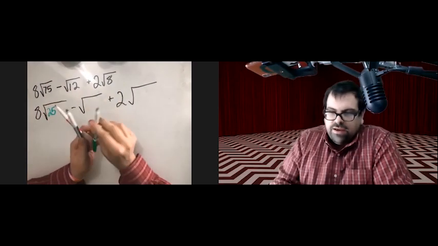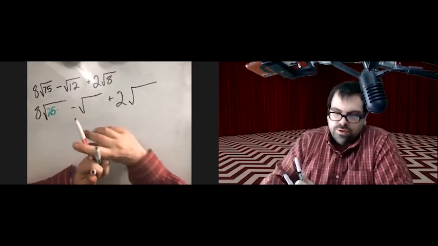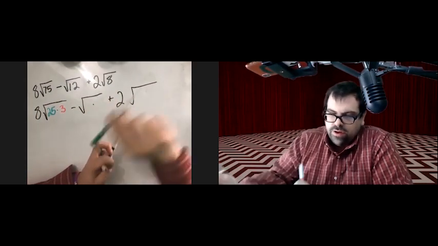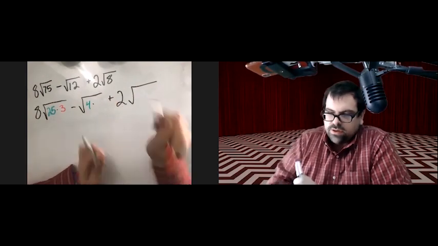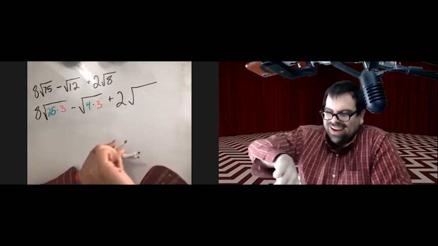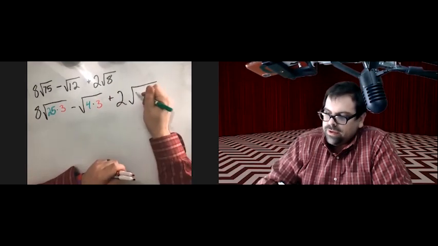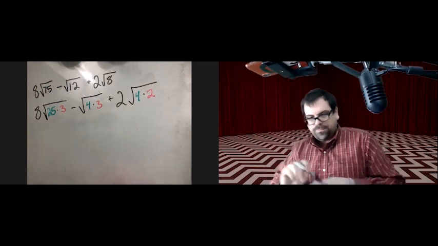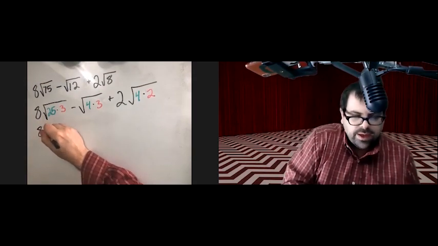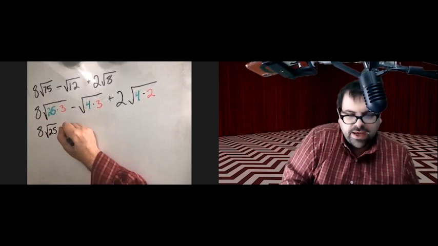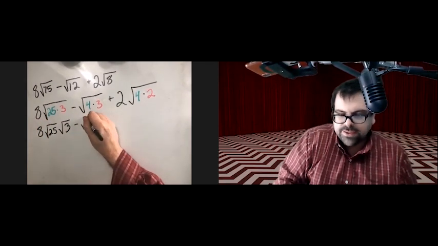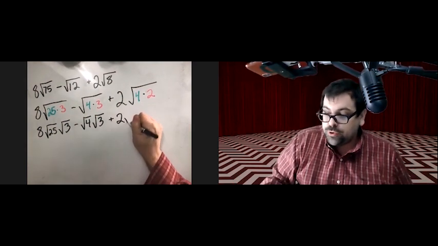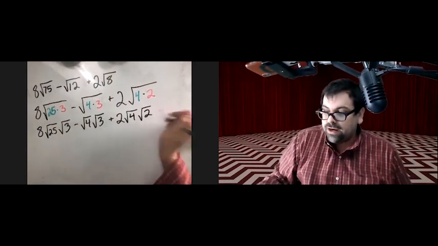75 is 25 times 3. 12 is 4 times 3. 8 is 4 times 2. 8 radical 25 radical 3 minus radical 4 radical 3 plus 2 radical 4 radical 2.